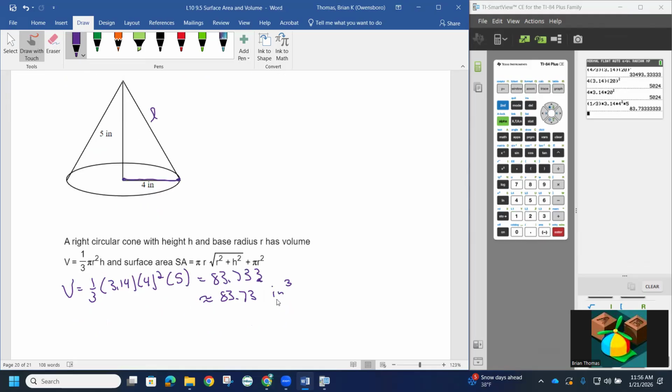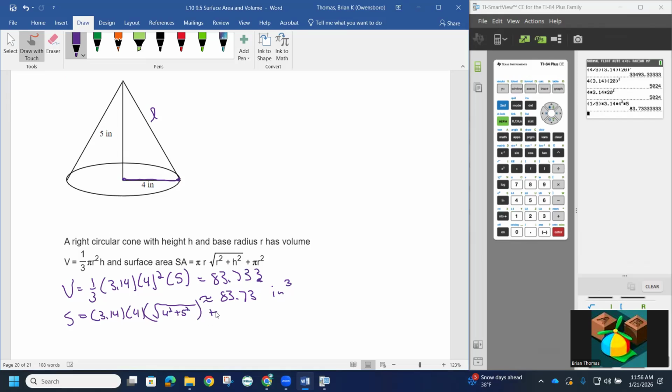So surface area, the formula is a lot more involved. So the surface area is going to be pi is 3.14. And again, I'm going to use parentheses here, 3.14. The radius again was the distance from the center of the base of the circle out to the circle itself. So times 4. I'm going to put that in parentheses. And then I'm going to put this whole thing in parentheses. So in parentheses, I'm going to have the square root of r squared. So it's going to be 4 squared plus then h squared, which is 5 squared.